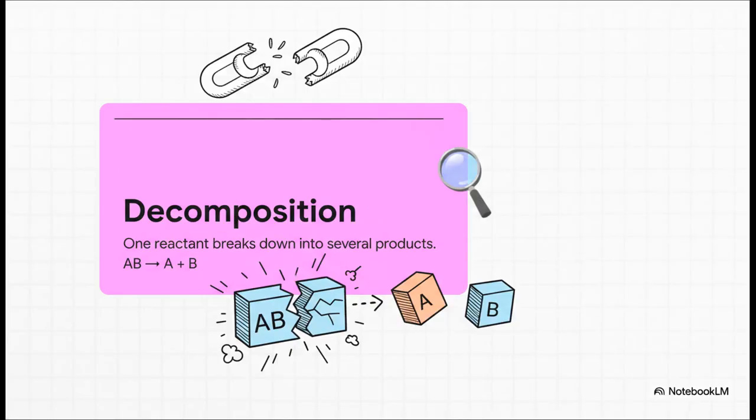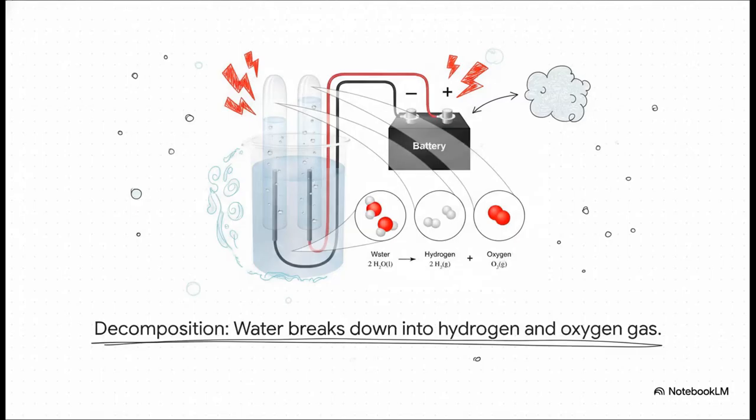Next up is decomposition. This is the breakup story. It's the exact opposite of synthesis. Here, you start with one complex thing, our couple AB, and something causes it to break down into its simpler parts, A and B. A really powerful example is when you run electricity through water.